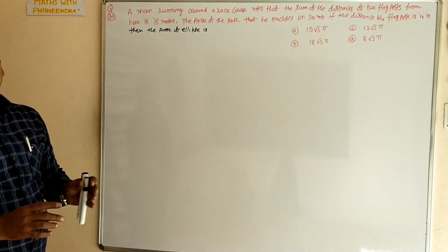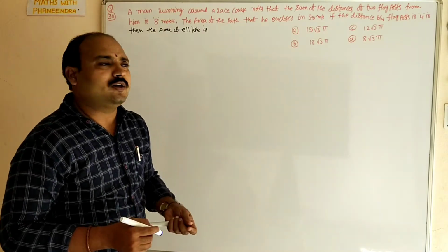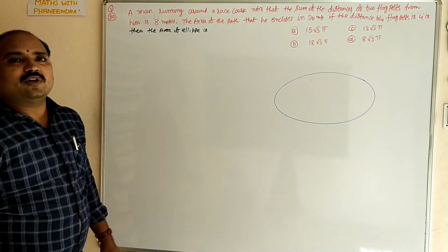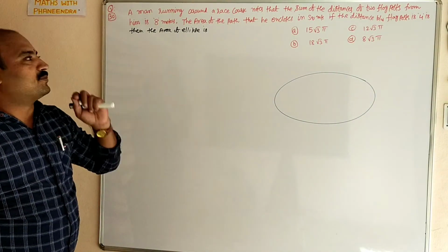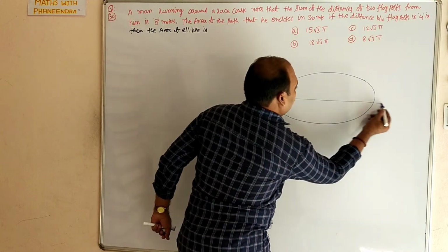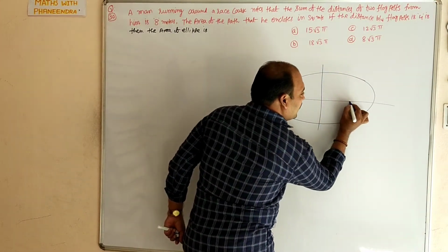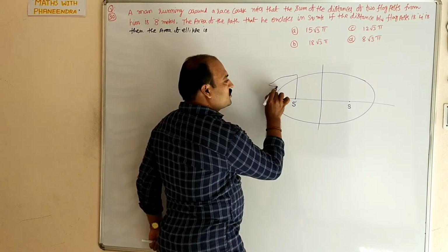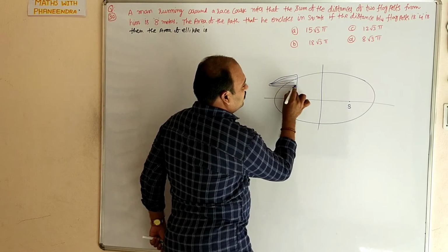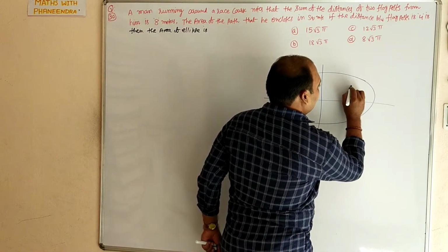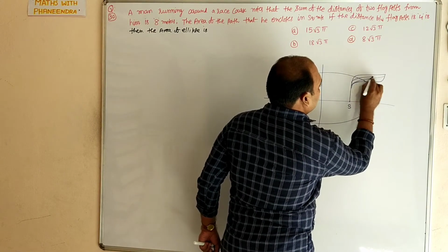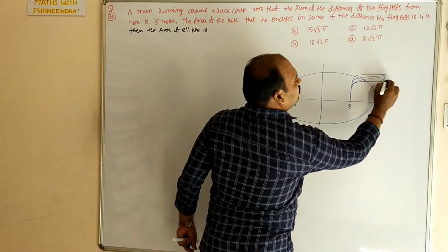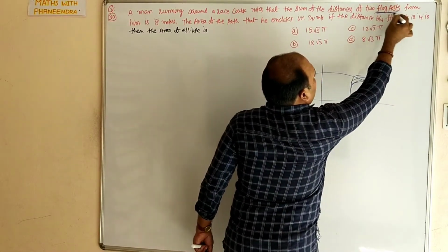According to the problem, if you draw the rough figure, you will get an idea. Sir, how are you saying that this is the ellipse? I will explain. See here. S and S dash are the flag posts. This is one flag post. This is another flag post. So these are the flag posts.